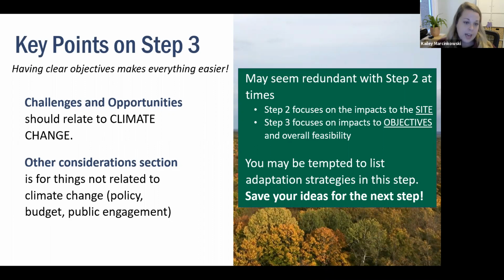So step 1 is site, step 2 is site, and step 3 is objectives. So for step 3, you don't need to restate all of the climate change impacts over again. You did that in step 2. You just really want to hone in on the biggest management challenges and opportunities that you see and focus on those and the overall feasibility of moving forward with what you have.